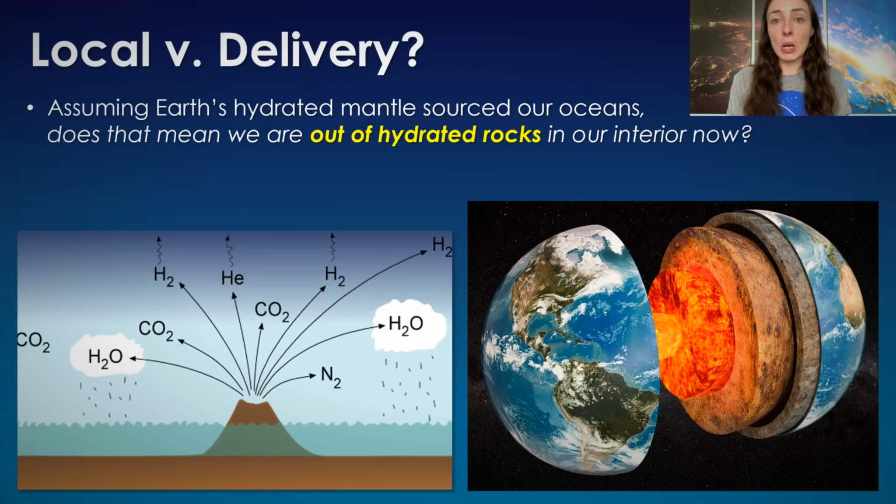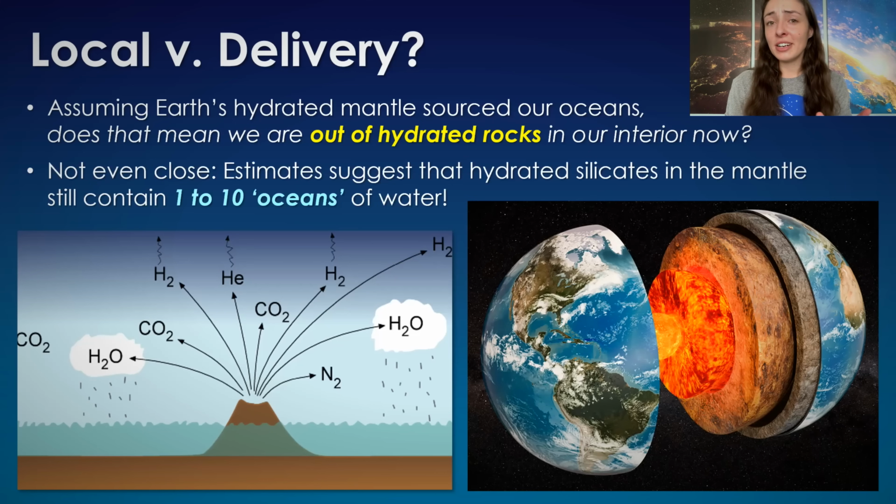Have we used them all up? Does water vapor still come out of volcanoes, or is the mantle completely dehydrated? Actually, it's not even close to completely dehydrated. Estimates suggest that hydrated silicates in the mantle contain 1 to 10 oceans of water. That is, when measuring in number of Earth's oceans. So 1 to 10 oceans exists within the interior of Earth.